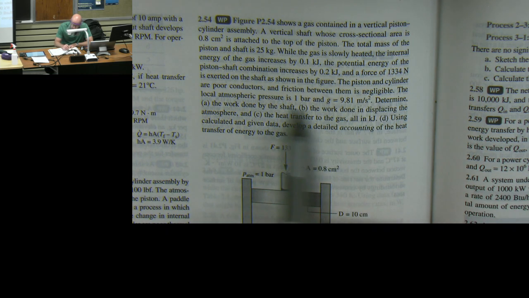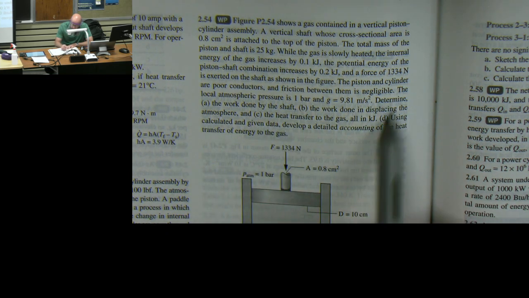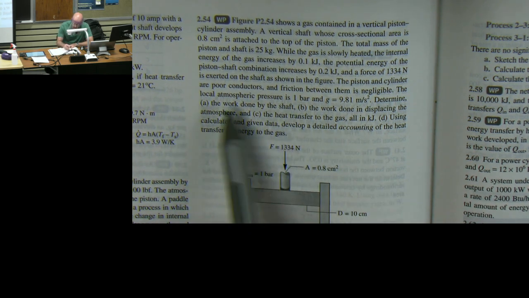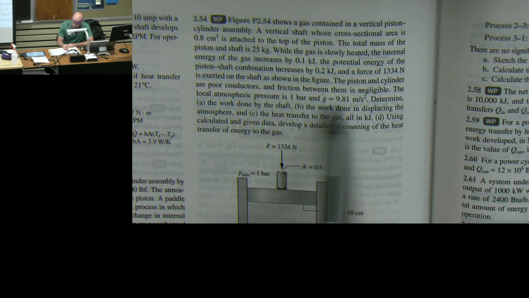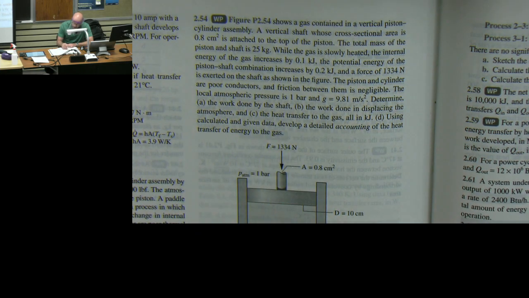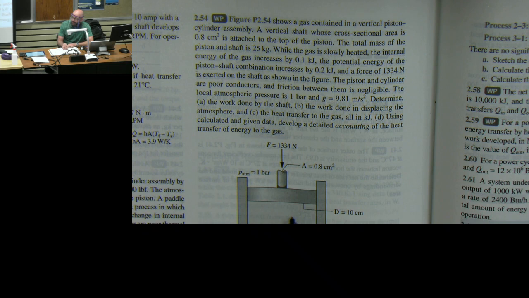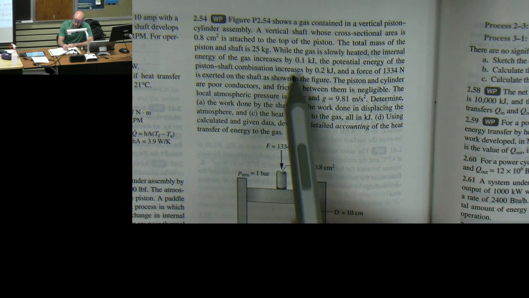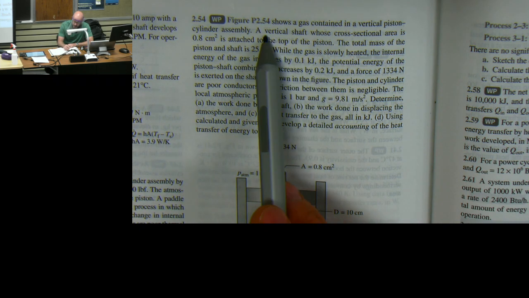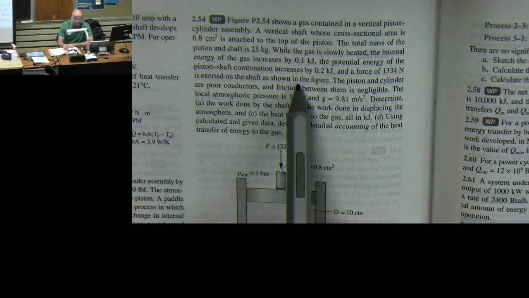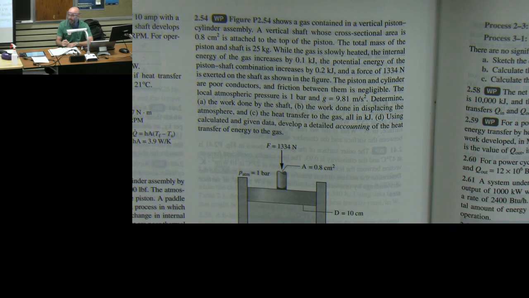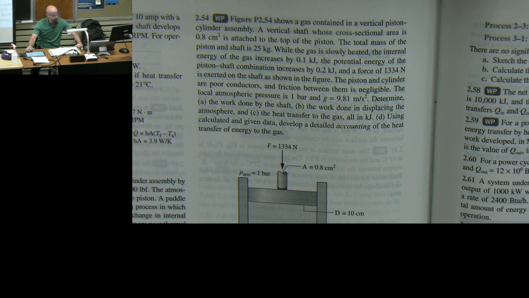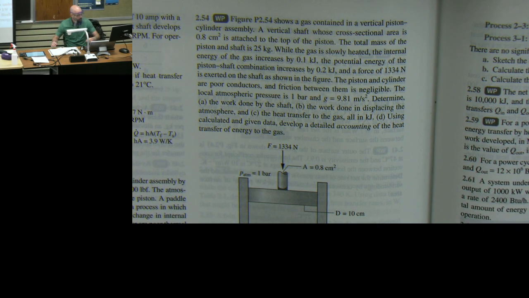Okay, I'm going to change the way this problem is asked because we're never going to do in this class the work done by the shaft and the work done by displacing the atmosphere. We're going to do this slightly differently. We're going to find out how much work the gas does, and then we're going to pretend like this thing that wasn't said, that we have poor thermal conductors, and we're going to try to figure out how much heat is added to the system for that to occur. That's what we're going to find. Okay, so let's do that this morning.